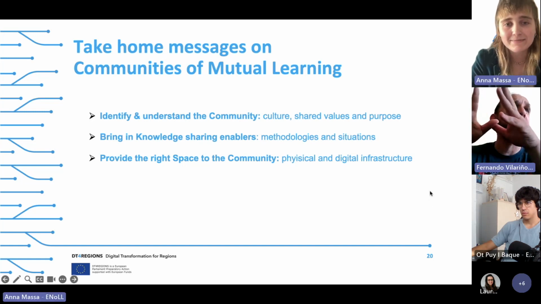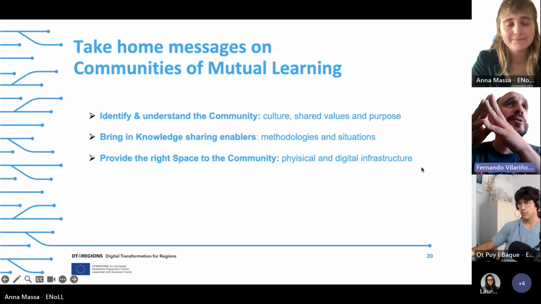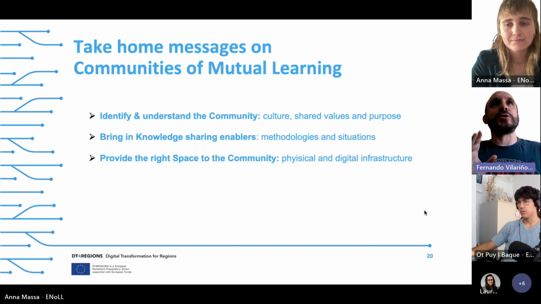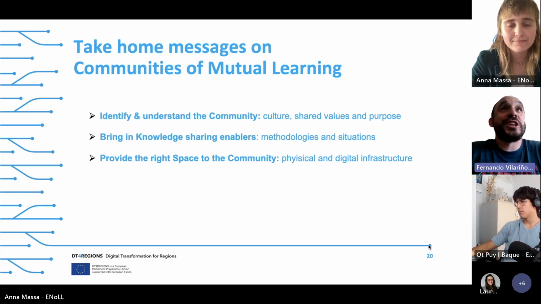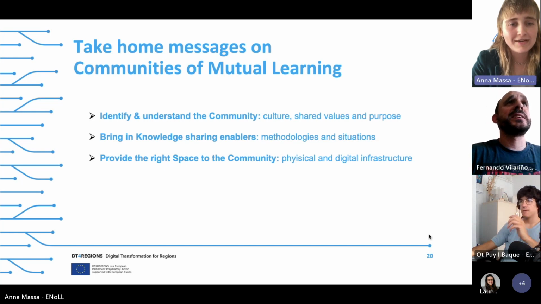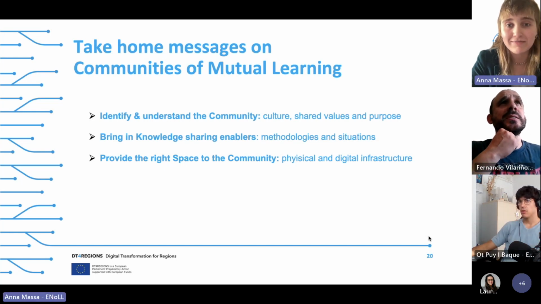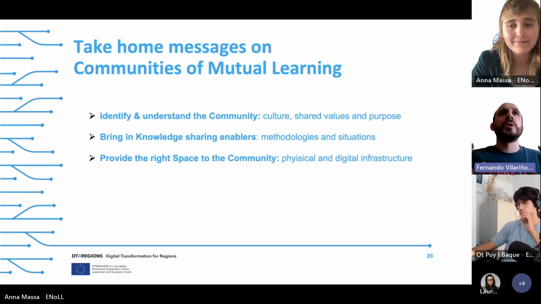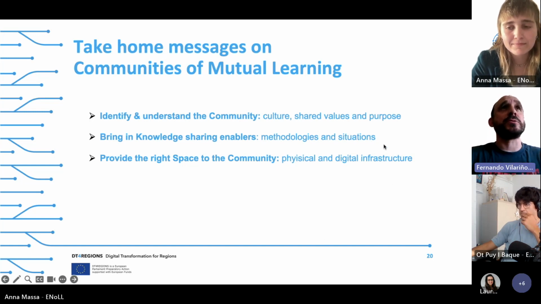Okay, perfect. Then we have bringing in the knowledge sharing enablers. If we understood correctly, this does not mean that just by having people working together, they are going to exchange things in a fruitful way. There are some enablers that are needed, isn't that? Right, exactly. There are some concrete methodologies to start developing this knowledge, and many of them are summarized in the bibliography, for example project-based learning. Okay, so this is not for free. We have to not only provide a place to meet, but also a methodology and a situation for that to happen. And this would be the second take-home message.